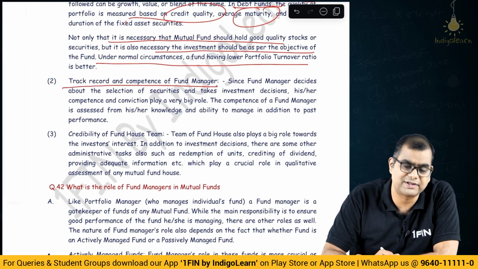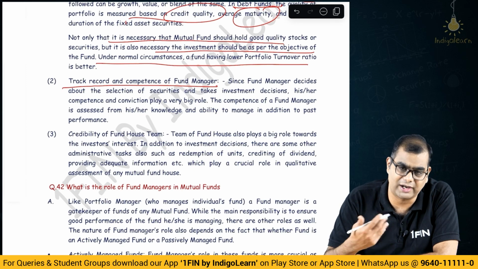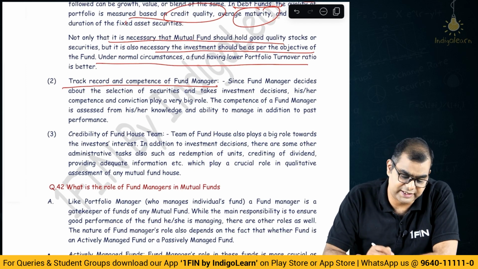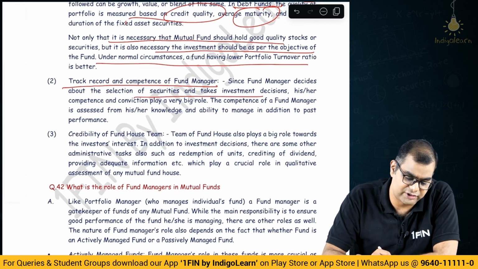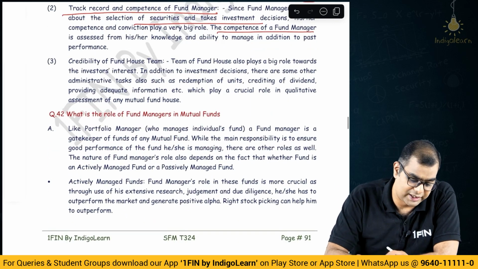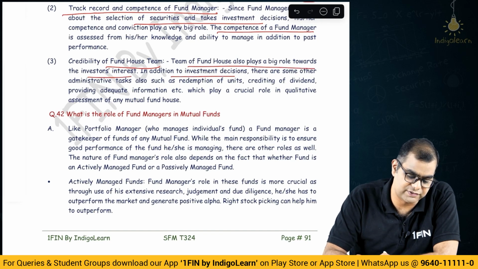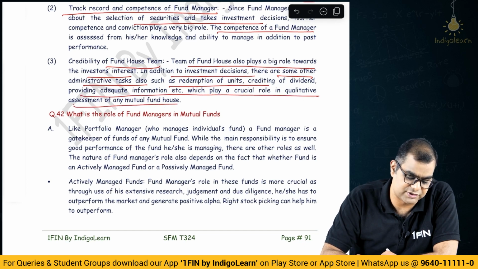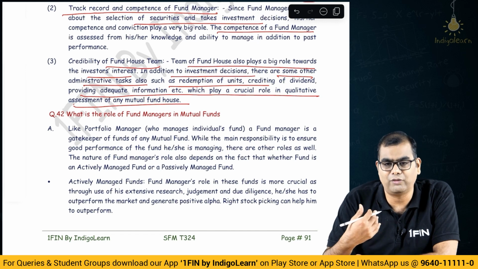Then track record and competence of the fund manager. Fund managers are the ones who are running or managing the entire fund. They are the ones who select securities. The competence of a fund manager is very, very important, as is their past experience. Credibility of the fund house team also plays a big role towards investors' interest. In addition to investment decisions, there are some other administrative tasks such as redemption of units and crediting of dividend, which play a crucial role in the qualitative assessment of a mutual fund house. So basically, are they doing administrative tasks properly? Are they communicating properly?